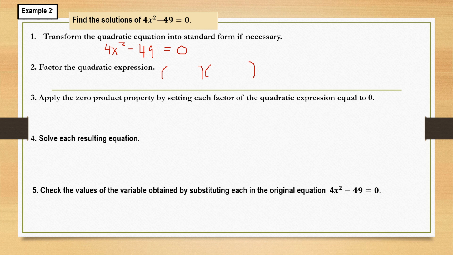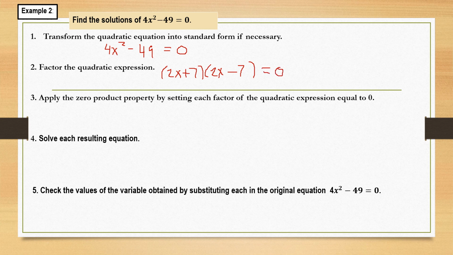4x squared is a perfect square. 49 is also a perfect square. So we have learned that the factors are the product of the sum and difference of two terms. So the square root of 4x squared is 2x, and the square root of 49 is 7. So this is simply the product of the sum and difference of two terms. So the factors are 2x plus 7 and 2x minus 7.